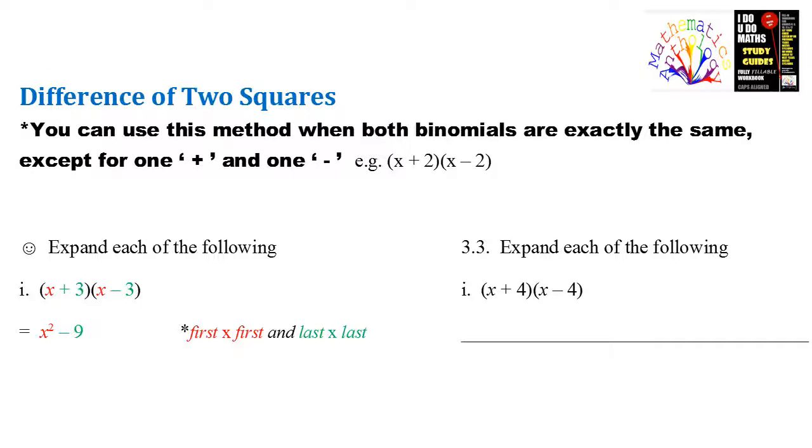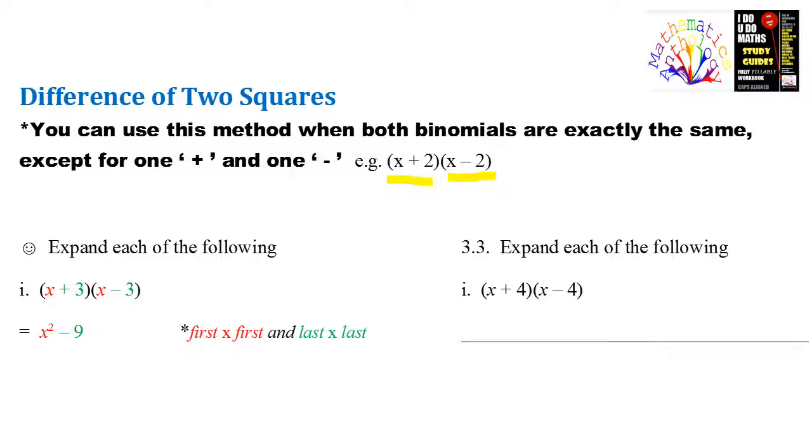Okay, let's look at the difference of 2 squares. You can use this method when both binomials are exactly the same, except that one is a plus sign and one is a minus sign. So for the difference of 2 squares, there's an example here: x plus 2 times x minus 2. The only difference is that one is a plus, one is a minus. Except for that, everything else is the same in both brackets. So let's work with the example here.